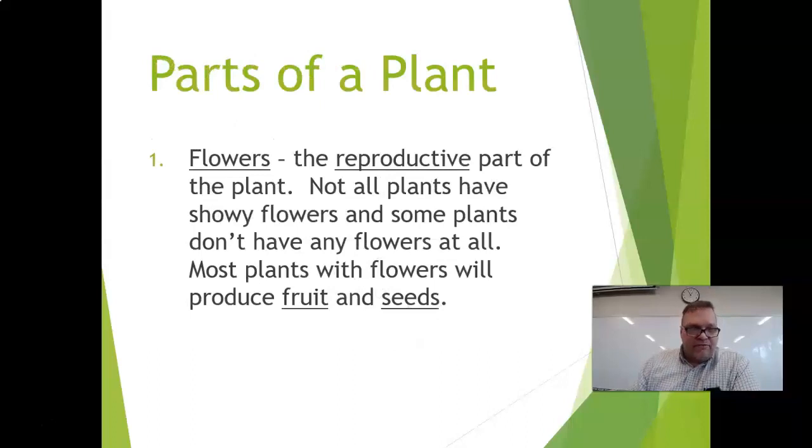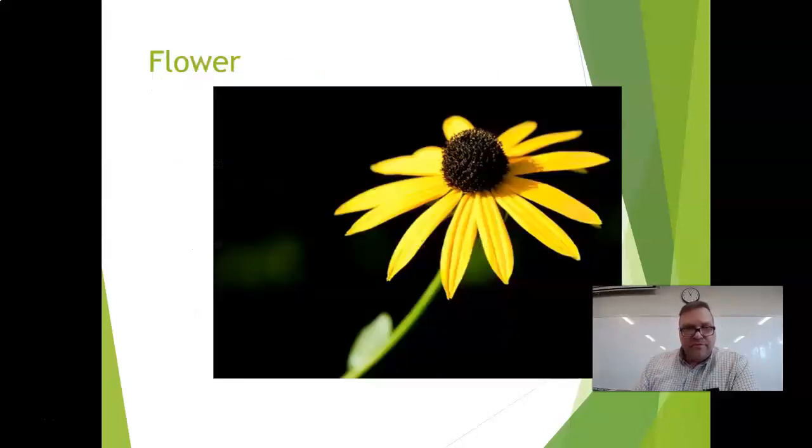Parts of a plant. Flowers. Flowers are the reproductive part of the plant. Not all plants have showy flowers. Some plants don't have any flowers at all. Most plants have flowers, which will produce fruit and seeds. We'll talk about that in our next unit, Unit 2, which will specifically talk about flowers, fruits, and seeds.